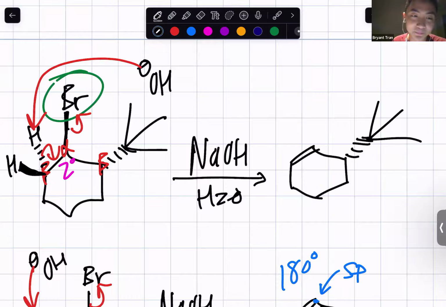You just assume. So I just take whatever hydrogen I want and then just say it's anti-periplanar. Yeah, if there's no wedge or dash given.